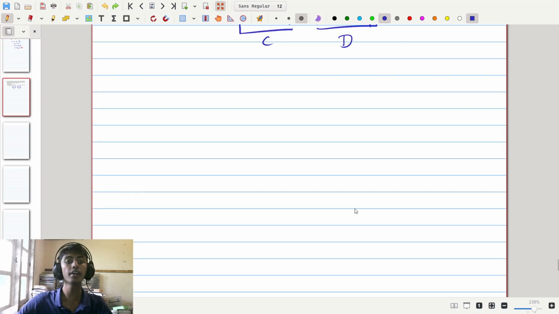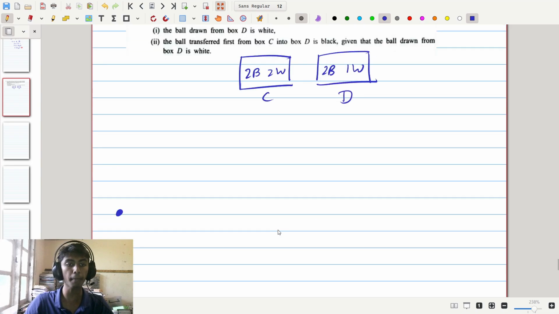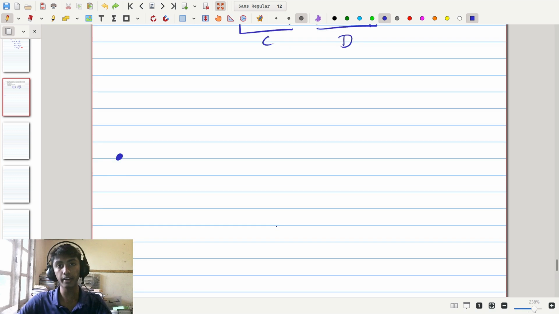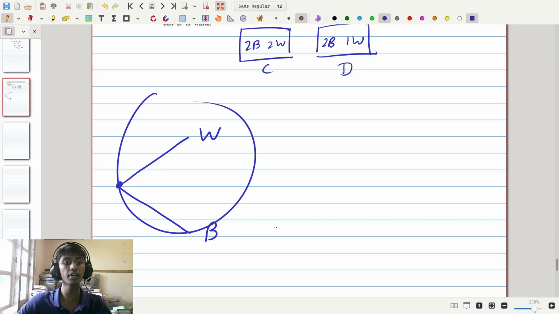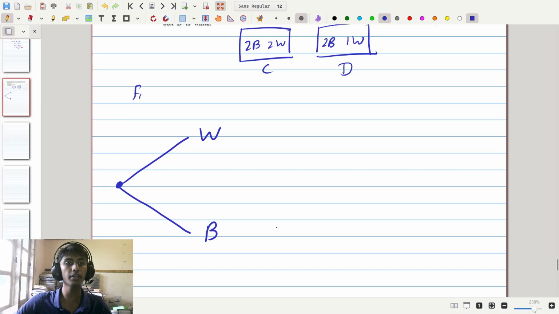For the first thing, we're going to draw a little node over here, and then consider the different possibilities. When we're choosing a ball randomly from box C, we could either choose a white ball or a black ball. Those are the two possibilities. In our tree diagram, I'm going to draw a branch upward like this, representing choosing a white ball, and another branch down like this, representing choosing a black ball from the first box. We'll call this the first transfer, so I'm going to label it up here, first transfer.